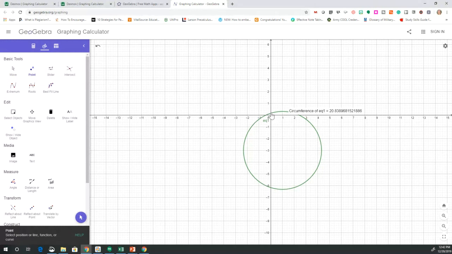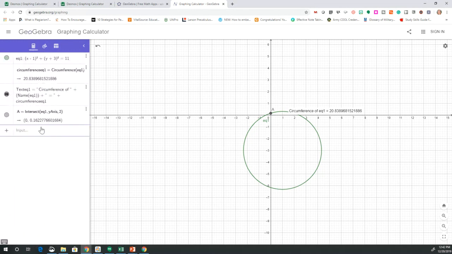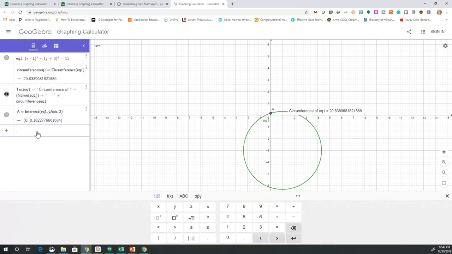My point disappeared again. I wanted to make sure I had a point on the circle. Okay, there we go. And my center disappeared. I don't know why that one disappeared. I don't use GeoGebra often. I only use it when I have to do geometry things. Okay, there's our center again.